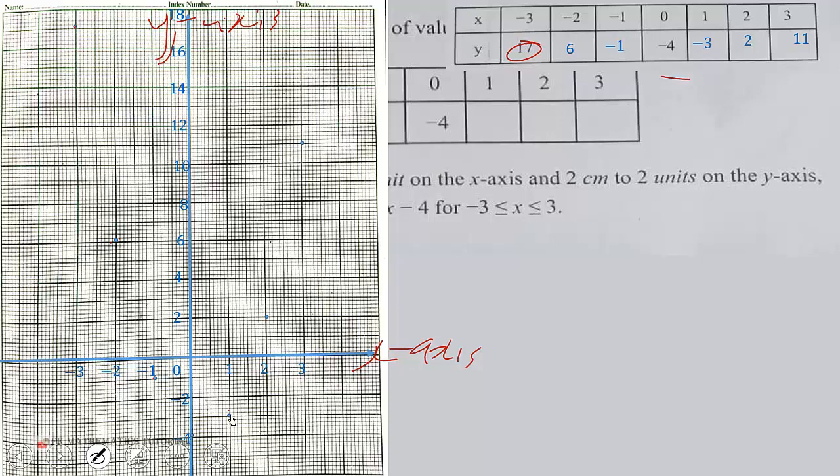We're going to draw a smooth curve. So let's begin drawing a smooth curve through it. Good. So that is the graph y equals x squared minus x minus 4. Well done for that.